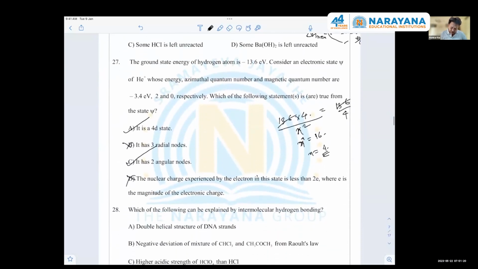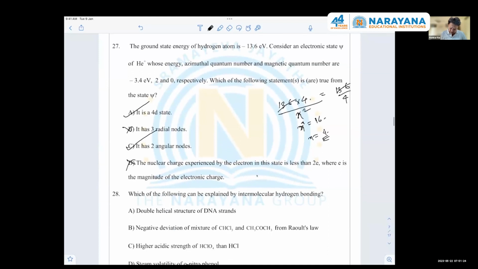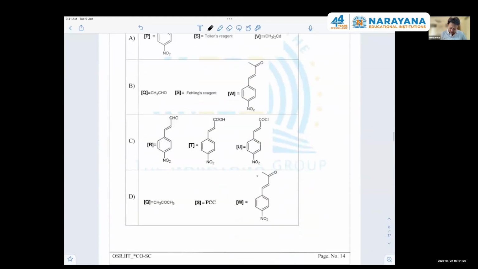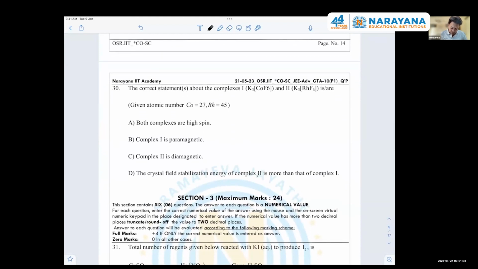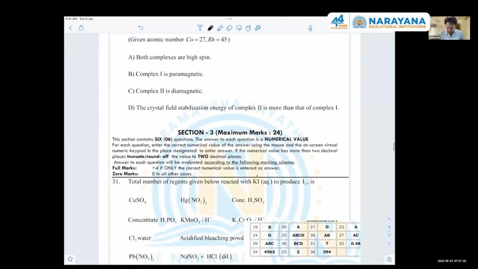Now this question is done already. 3 radial nodes, it can be done. That's nothing, nothing special about this. There was one more question here. Done. That Rahul sir will discuss. Then organic chemistry.